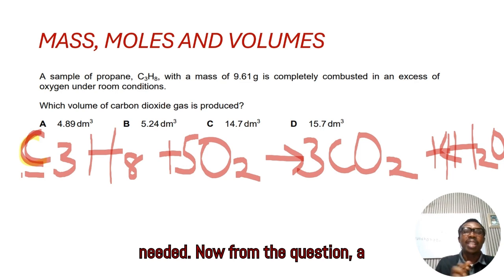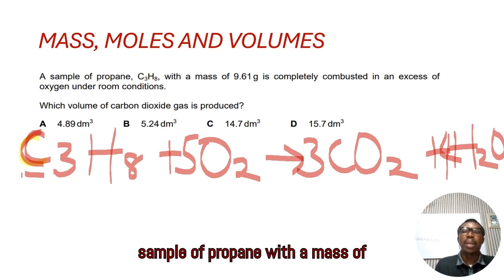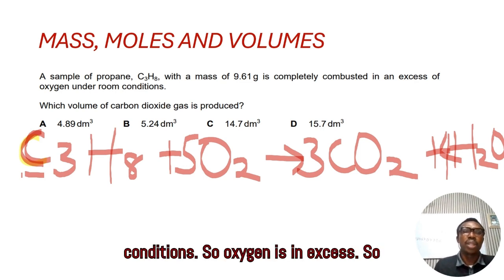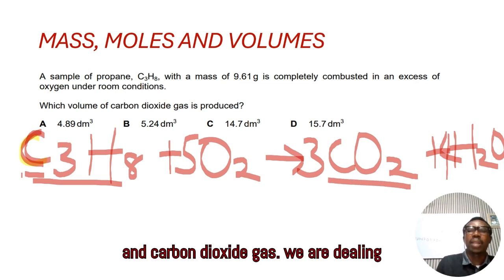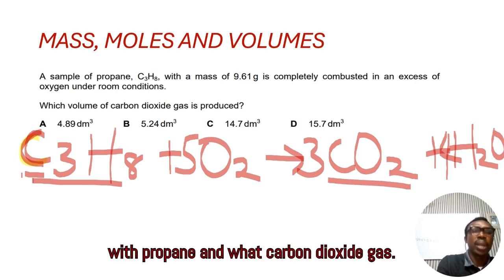Now from the question, a sample of propane with a mass of 9.61 grams is completely combusted in an excess of oxygen under room conditions. So oxygen is in excess. Which volume of carbon dioxide gas is produced? So we are dealing with propane and carbon dioxide gas.